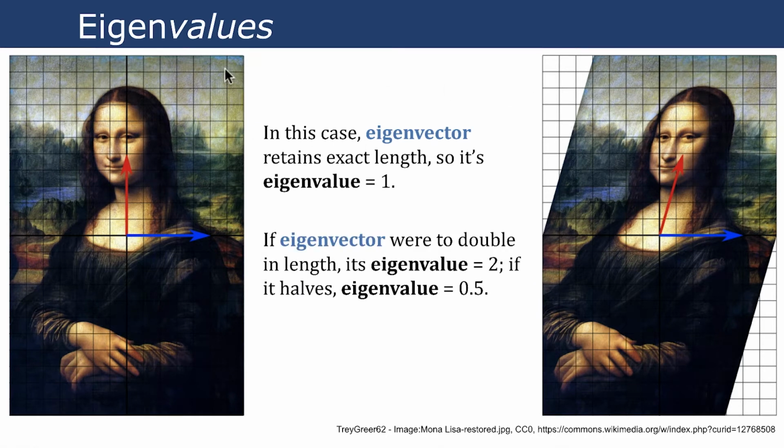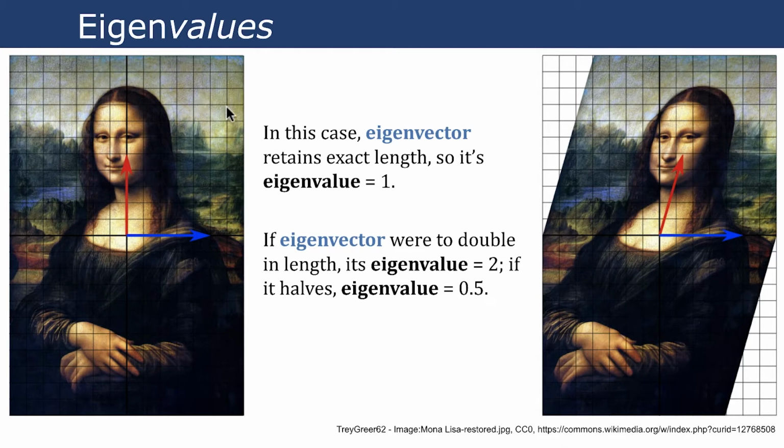If as a result of applying this shearing matrix, the eigenvector was no longer 5 units long, but was suddenly 10 units long, then the eigenvalue for that eigenvector and this particular shearing matrix would be 2. So in that case, not only would the Mona Lisa be sheared, but she would also be widened. She would be doubled in width.